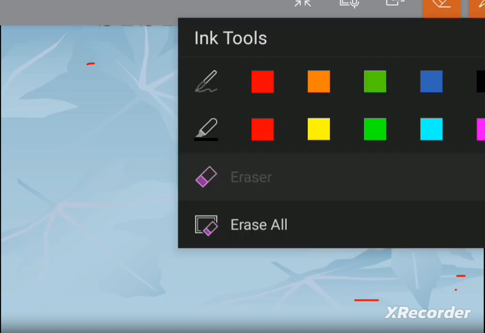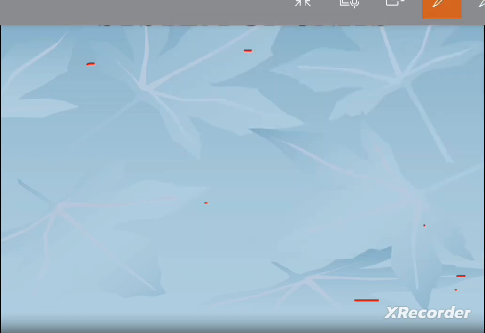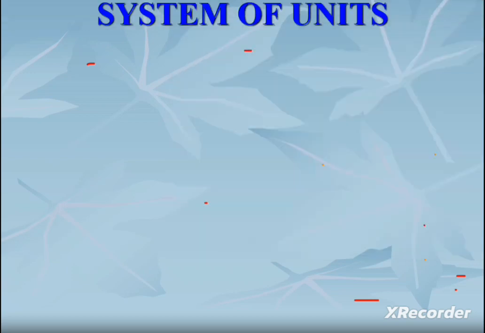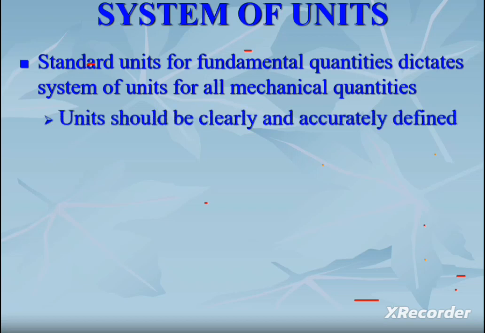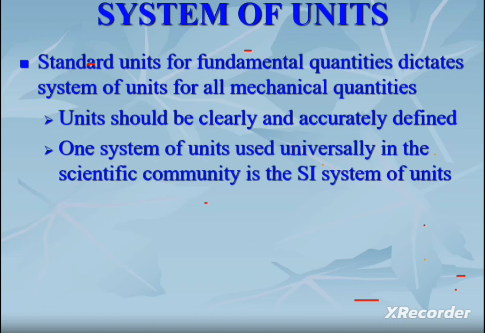Now moving on to system of units. We are saying that standard units for fundamental quantities dictate the system of units for all mechanical quantities. So units should be clearly and accurately defined. One system of units used universally in the scientific community is the SI system of units.